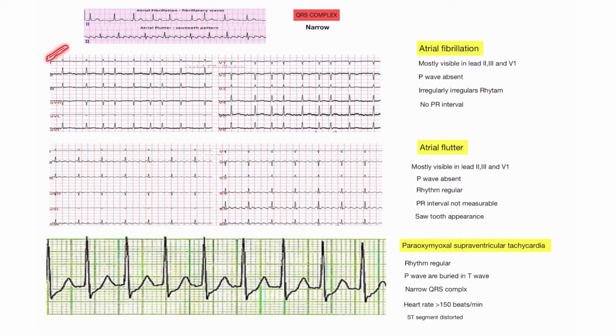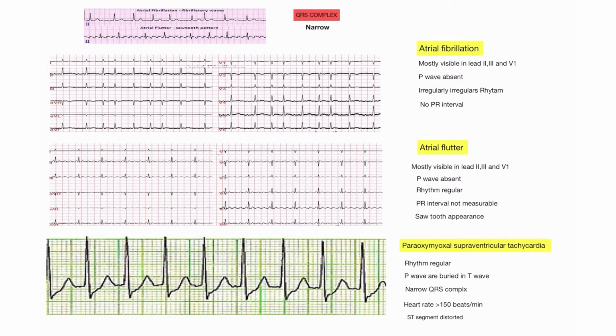When we need to see the ECG, we always look at leads II, III and V1 in both atrial fibrillation and atrial flutter. In atrial fibrillation you will see the wave like appearance in II, III and V1. In flutter you will also see in II, III and V1 the tooth like appearance. This is the difference between the atrial fibrillation and atrial flutter ECG.